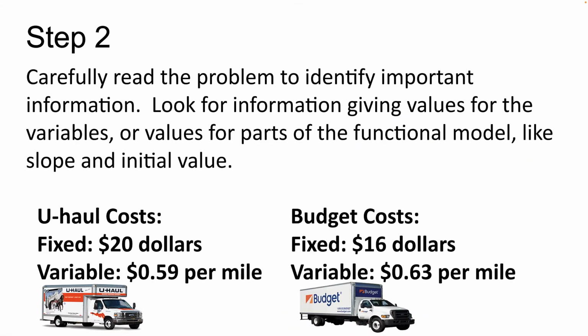Let's summarize our costs. U-Haul had a fixed cost of $20 upfront, and the variable cost was 59 cents per mile. Notice that I've converted that to dollars instead of cents. And Budget had a fixed cost of $16 and a variable cost of 63 cents per mile.